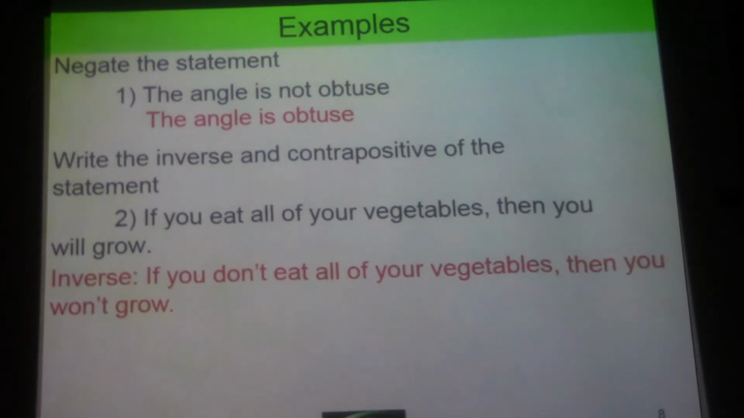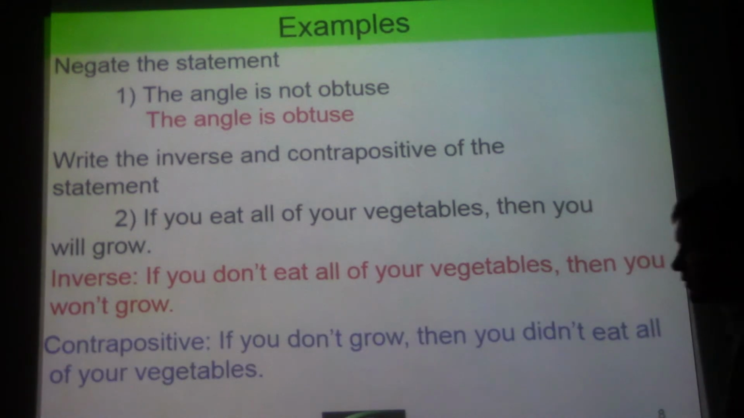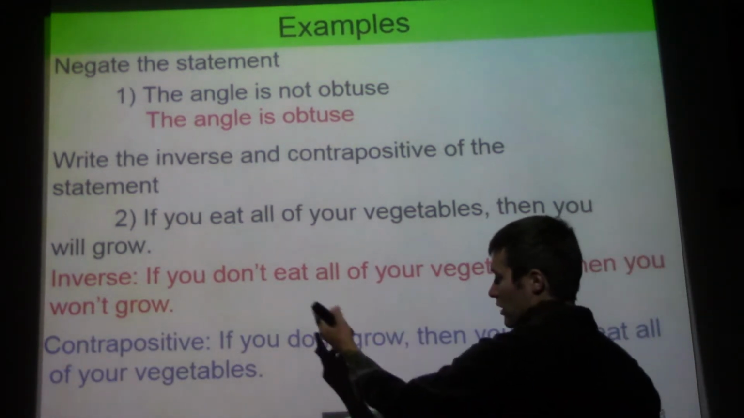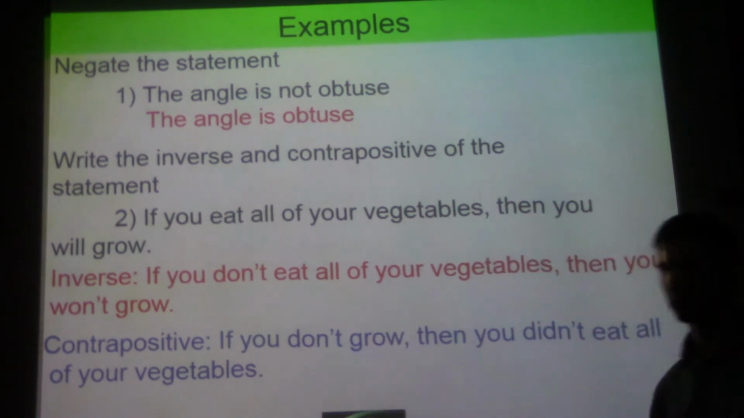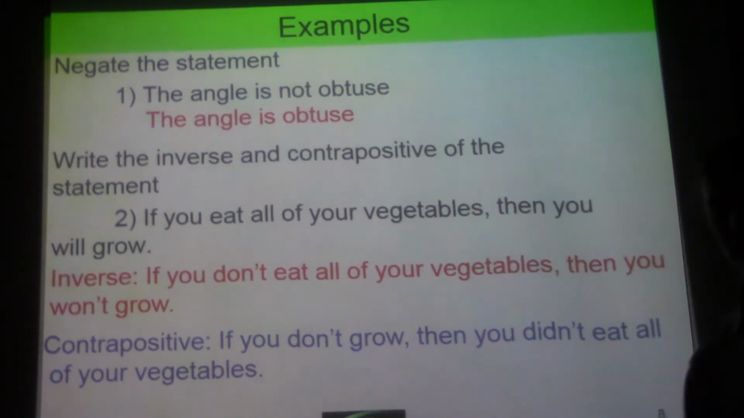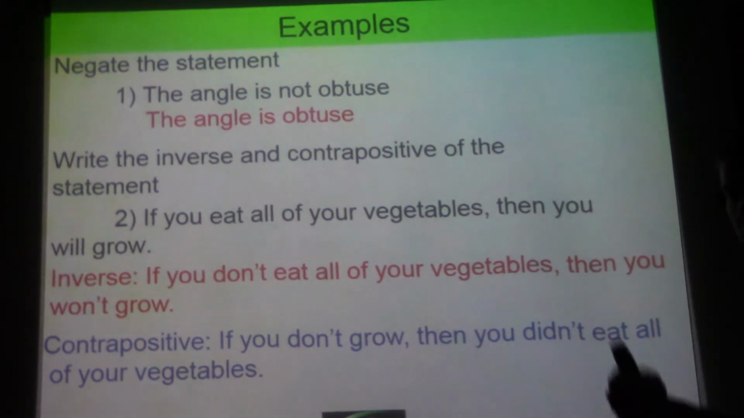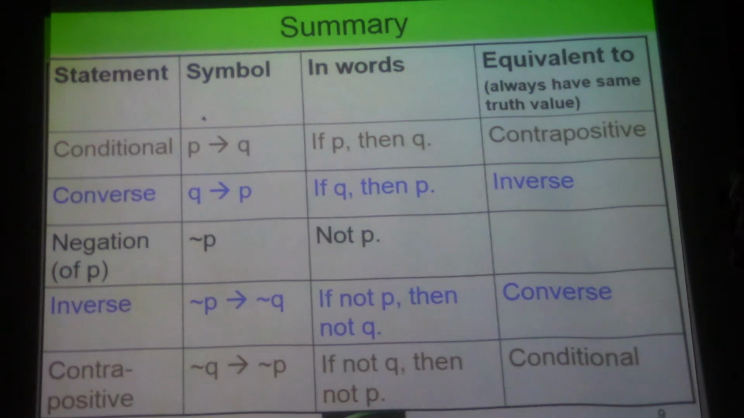And then lastly, our contrapositive, we're going to switch the hypothesis and the conclusion as we negate them. So if you don't grow, then you didn't eat all your vegetables. So we have those three things. Negating, stating the opposite. Inverse, negating the hypothesis and the conclusion. And the contrapositive, negating the hypothesis and conclusion and switching the order.